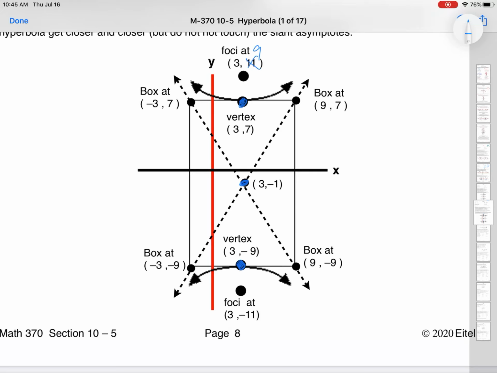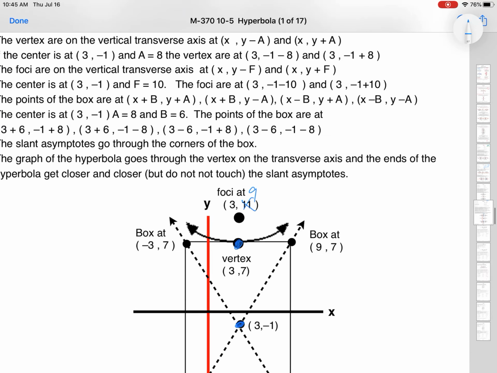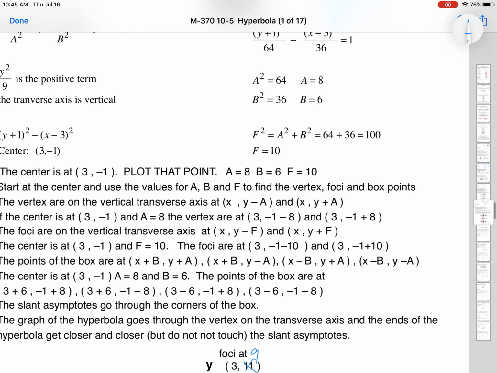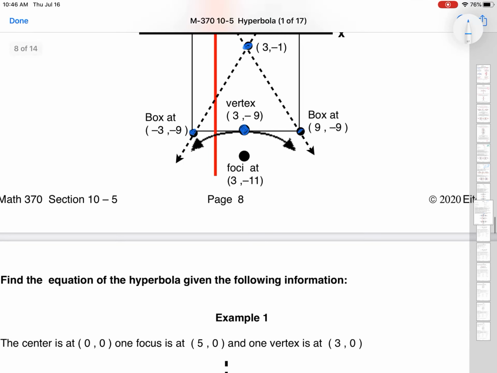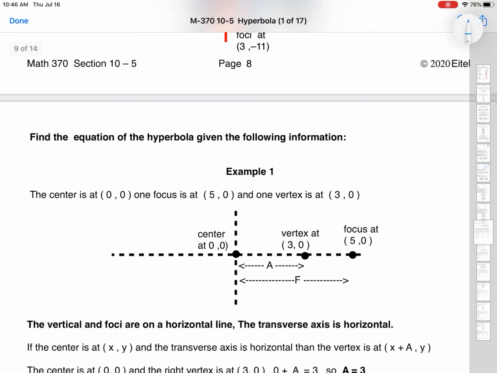And then once you have the vertices, just go the B distance out. So what was B? Let me remind myself what B was. B was 6. So 6 units from 3. 3 plus 6 is 9. 3 minus 6 is negative 3. And then you're going to get those same two numbers down here and connect the dots in order to draw it. So what else will you be asked to do?